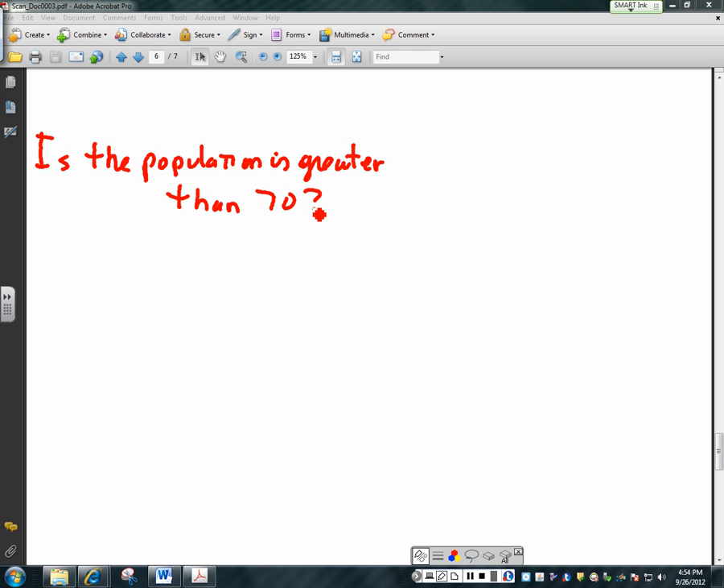If the question said, do we have enough evidence to conclude that the population mean is greater than 70, that's a one-tailed test. Our null hypothesis, H0, is going to be that we're equal to 70, and we want to know if we conclude that it's greater than. So that's a one-tail upper.